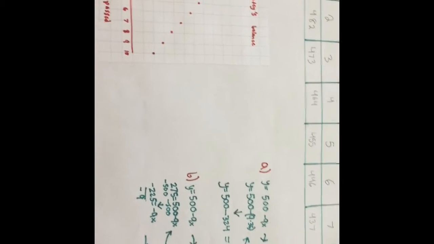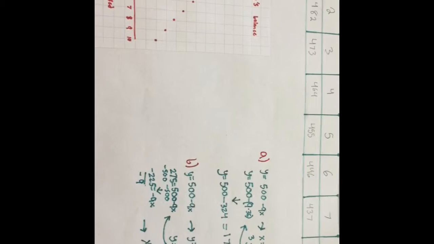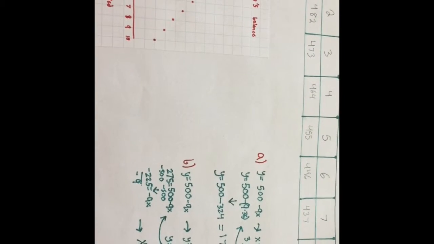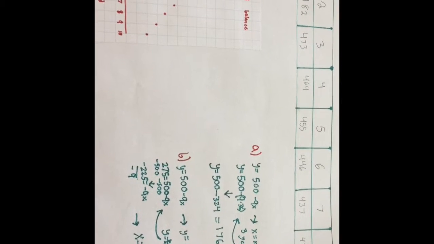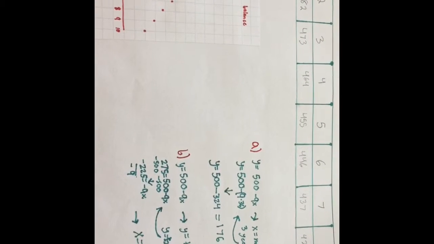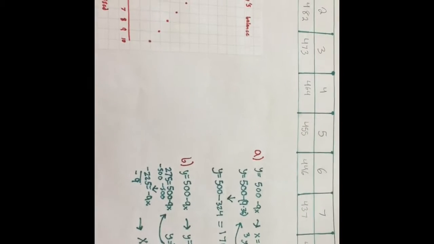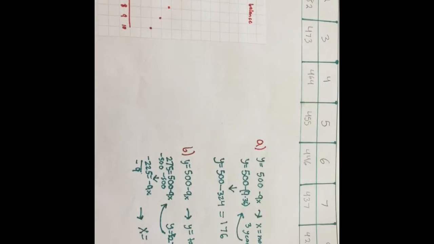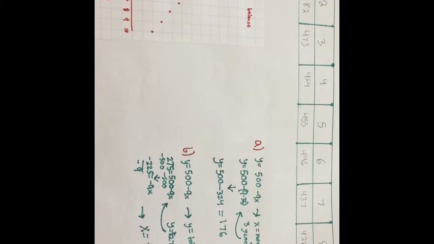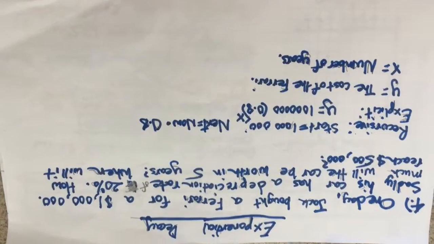For how many months have passed if Katie has $275, you have to plug in the $275 for y, leaving 275 equals 500 minus 9x, which comes down to negative 225 equals negative 9x. Divided by negative 9, x equals 25, so it'll take 25 years for her to have the $275 left. This is the exponential decay problem.